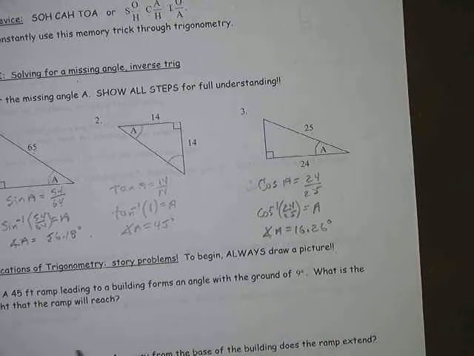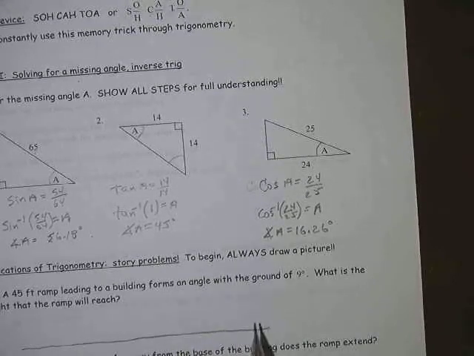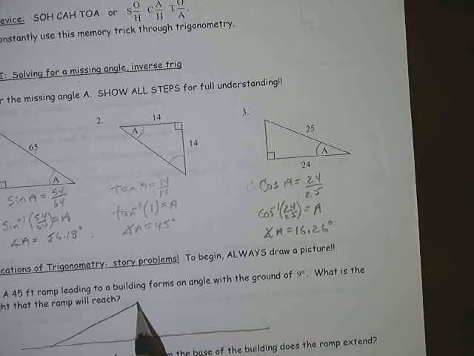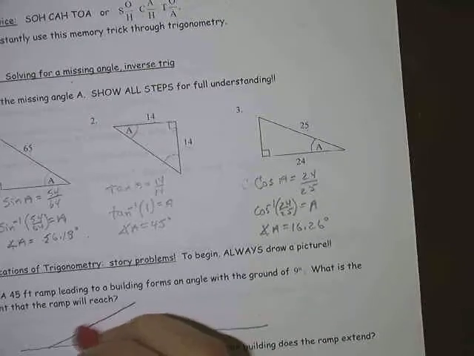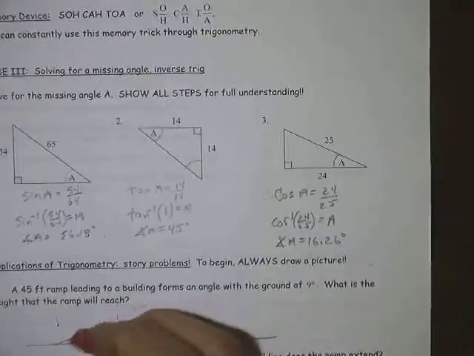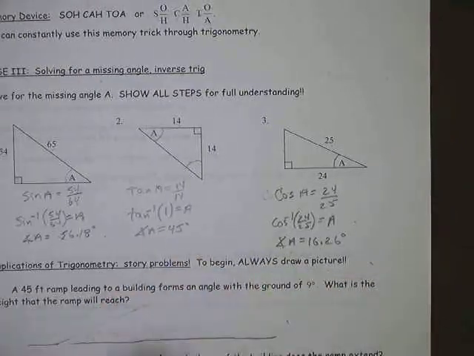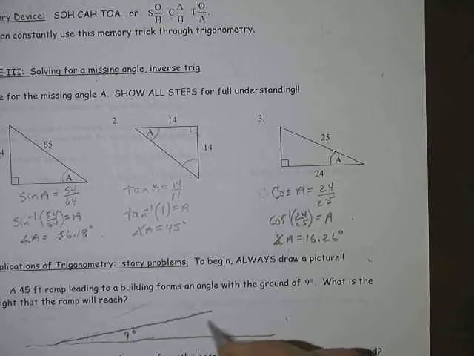So we have a 45 foot ramp leading to a building, forming an angle with the ground of 9 degrees. The angle with the ground is called the angle of elevation. So I'm drawing the ground here, and now I'm going to draw the ramp. I'm sorry, it's not 45 degrees. It's 45 feet long, isn't it? So that means it makes an angle of 9 degrees with the ground.